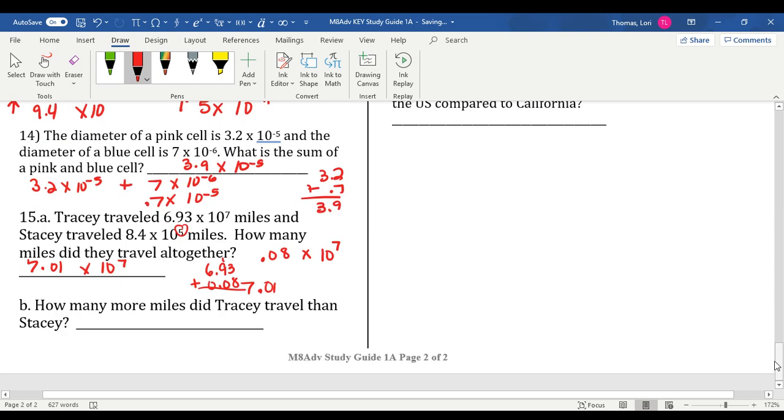How many more miles? So now we're just going to subtract. So we already have the coefficient 6.93 minus 0.08. We're going to borrow from the 9, and that's going to give us 5. And that made that an 8. So 85 and then 6. So we have 6.85 times 10 to the 7.